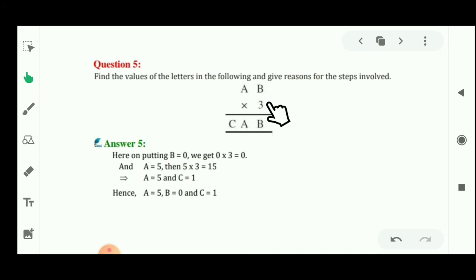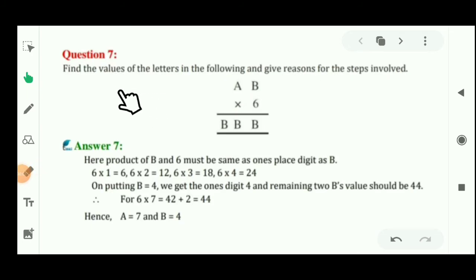Similarly, in this question, we have to find out the value of A, B and C. If we put B is equal to 0, that means 0 into 3, that means 0. So 0 here and 0 here. Then 3 multiplied by A, that means 3 fives are 15. If we put 5 here, then we can see 15 will be there. So the answer is very easy in this question because the digits are normal. So A's value is 5, B's value is 0 and C's value will be 1.